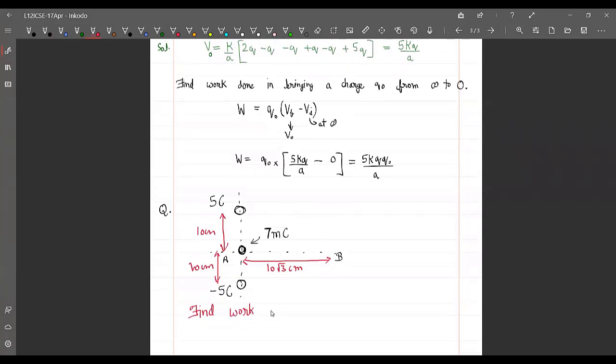The question is, find work done in moving 7 millicoulomb charge from point A to B. These two charges are fixed. This 5 coulomb is fixed. This minus 5 coulomb is also fixed. Nihar, I'm hoping an answer from you. If your mic is not working, you can reply in the chat.